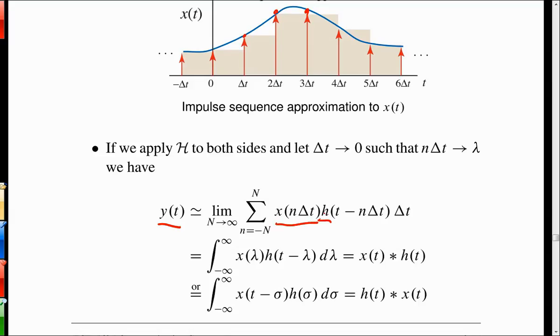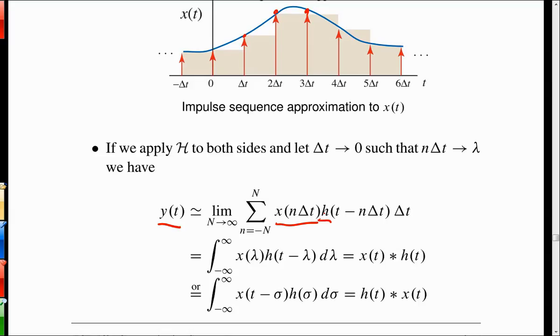And then you take limits as delta t goes to 0 and n delta t goes to lambda. And then you've got your convolution integral. This is kind of hand-wavy, but I know you've seen this before because you saw this in 3205 probably, at least in 3205. There's other ways of proving it.